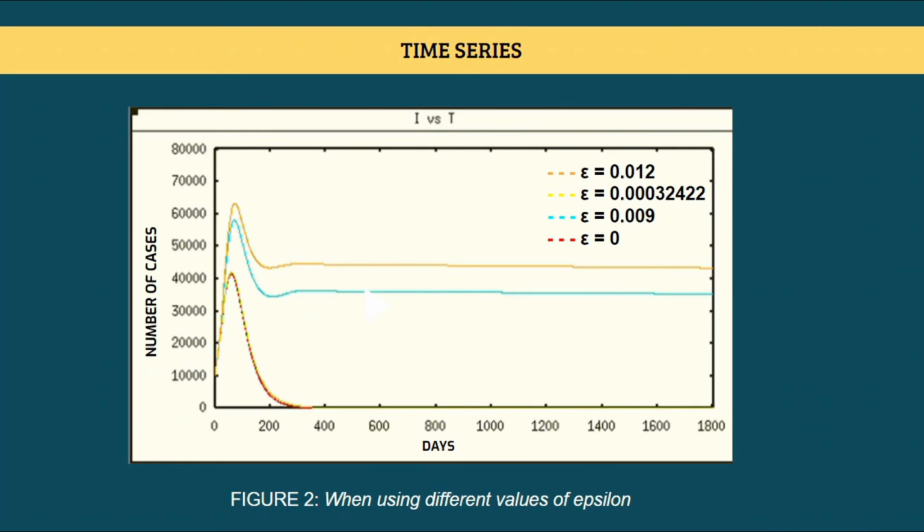So as you can see from figure 2, it is observed that an increase in epsilon yields a larger force of infection. This is shown by the orange curve, with the value of 0.012, whereby the number of cases remains within the range of 40 to 3,000 over the days. As epsilon approaches 0, the number of cases flattens and eventually becomes 0 after approximately a year.